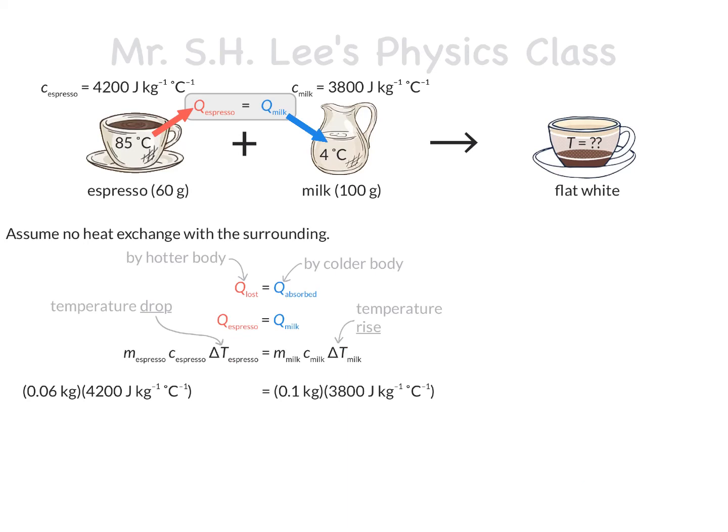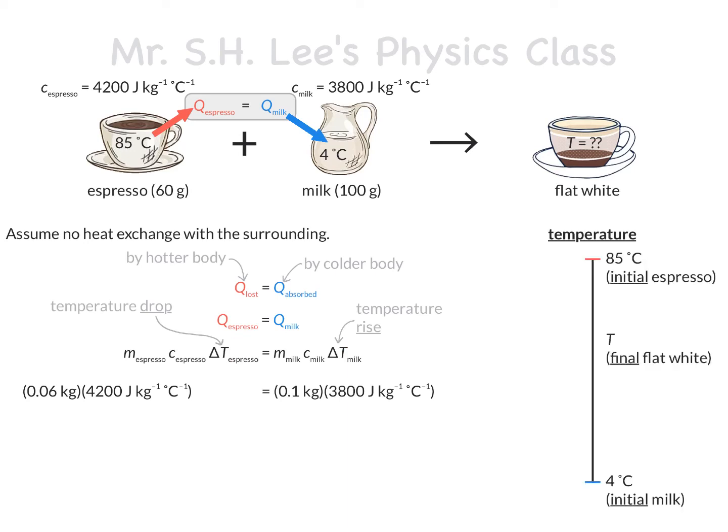Before moving on, I expect you to have the common sense that the final temperature T should be in between the initial temperatures of the milk and the espresso. That is, T is in between 4 and 85 degrees Celsius. This is obvious because the temperature of the milk rises as it gains heat and the temperature of the espresso drops as it loses heat. So, for the milk, its delta T, rise in temperature, is T minus 4 degrees Celsius. And for the espresso, its delta T, drop in temperature, is 85 degrees Celsius minus T.